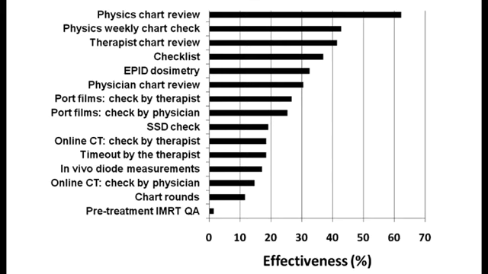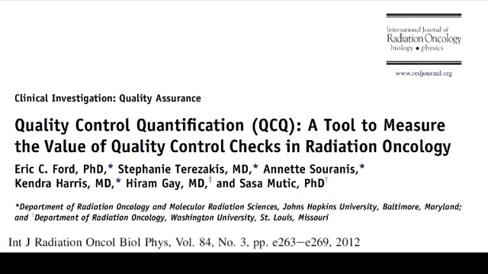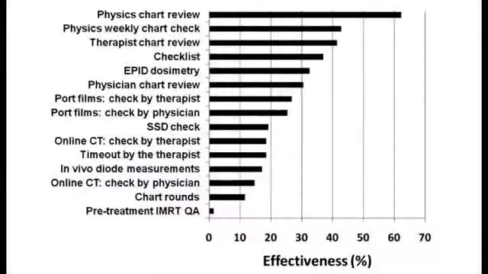This is showing a series of different checks that are done in practice and the effectiveness of each of those checks for catching errors. This is work from our group. This is when I was at Johns Hopkins, and we combined our error database with that at WashU, and collaborations with Sasha Mitic and others there. So you may have seen this figure before. It seems to appear quite frequently, but let me walk you through it.